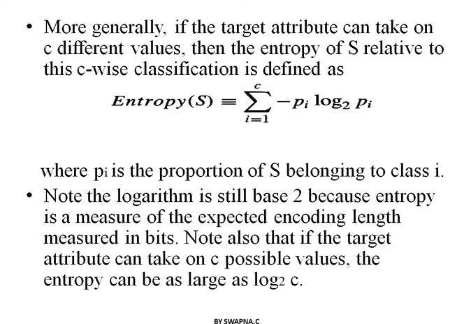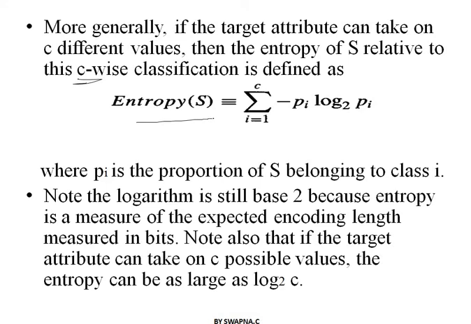So in real-time applications, the target attribute may contain different values, not only Boolean values. If it has more than two classifications, we represent them with C, the target concept or target attribute classification. For that also, what is the entropy formula to find the entropy of that collection of training examples? How are we going to find that? The entropy formula is like this.